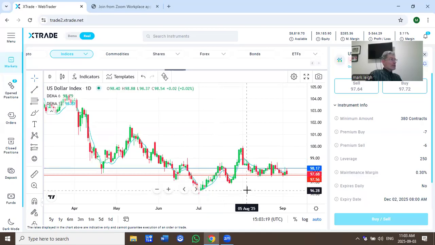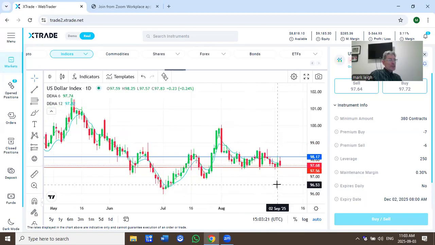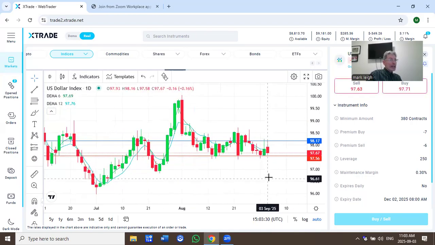Let's have a look at the US dollar and its performance today. The US dollar started out strong, but looks like it has turned around from dollar strength to dollar weakness. You can see on the index, I've got resistance at 98.17. I've got support at 97.56. Red candlestick, selling US dollar.